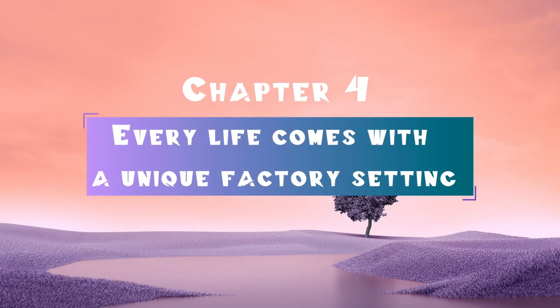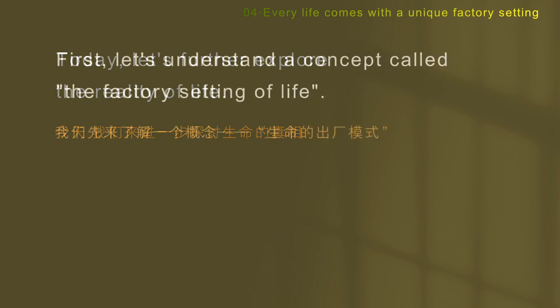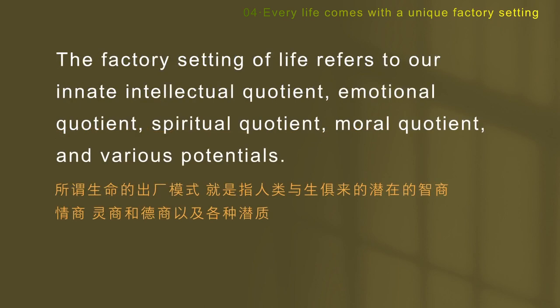Chapter 4. Every life comes with a unique factory setting. Today, let's further explore the reality of life. First, let's understand a concept called the factory setting of life. The factory setting of life refers to our innate intellectual quotient, emotional quotient, spiritual quotient, moral quotient, and various potentials.